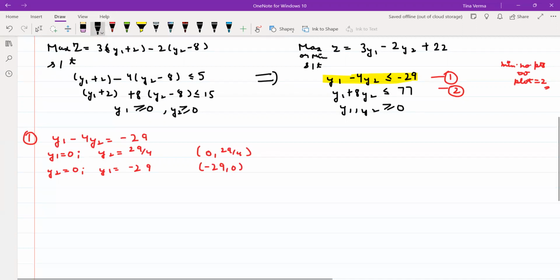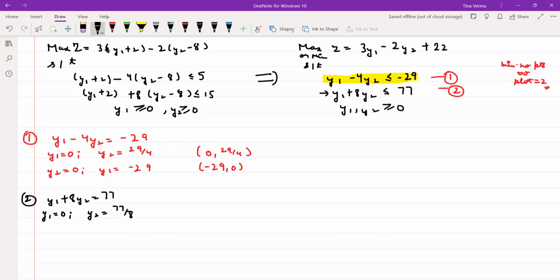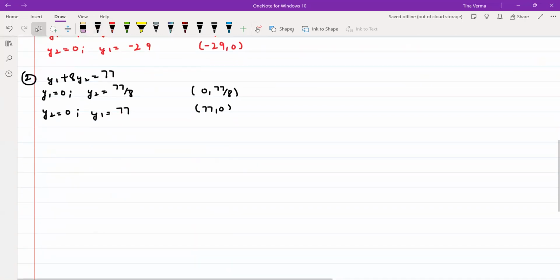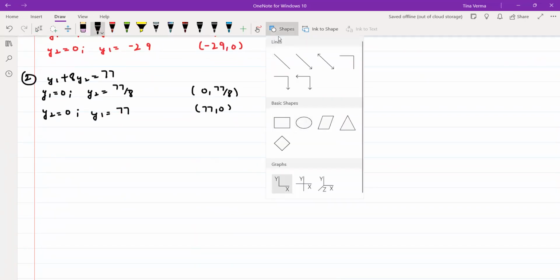If I consider the second constraint, my second constraint is y1 plus 8y2 equal to 77. The best way to find the points is y1 equal to 0, then y2 will be 77 by 8. And if I take y2 equal to 0, then my y1 will be 77. So I got 2 points here, that means 0, 77 by 8 and 77, 0. Then I can join them by a line. Then we can talk about what the inequality says.